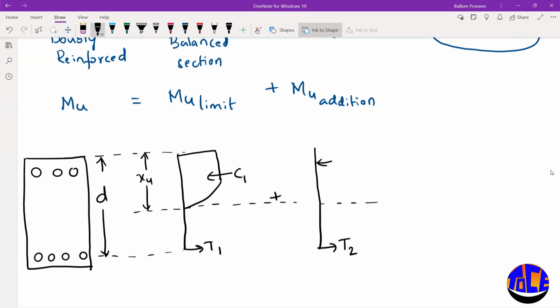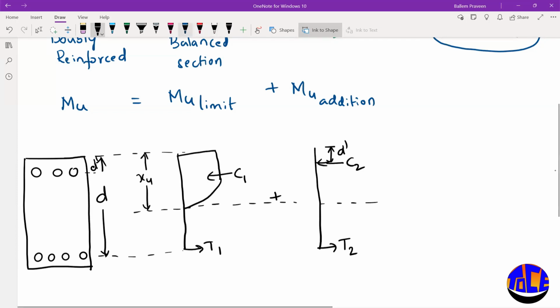So this compression steel is provided at a distance of d dash. d dash is nothing but the effective cover, that's it. The same cover: as we provide effective cover for the tension steel, we provide the same effective cover for the compression steel. So this is at d dash, and let us call it C2.